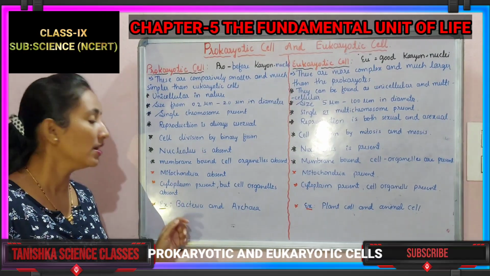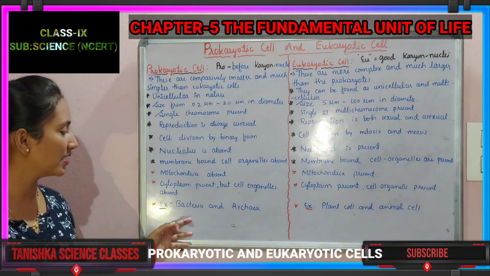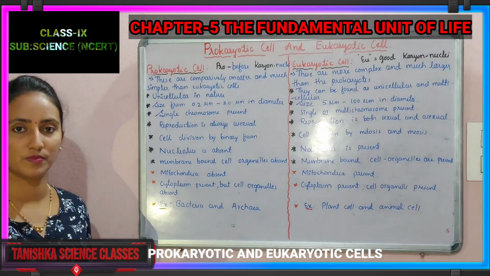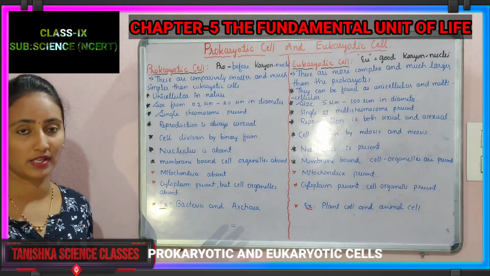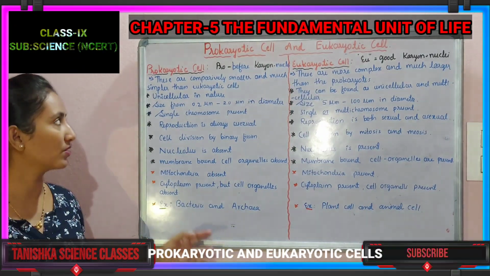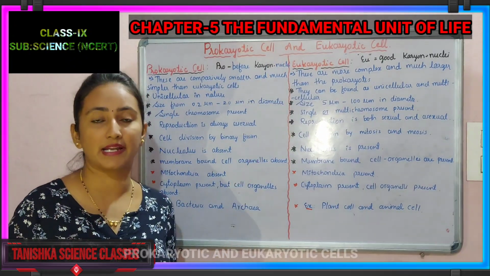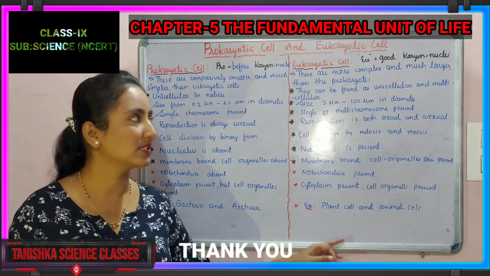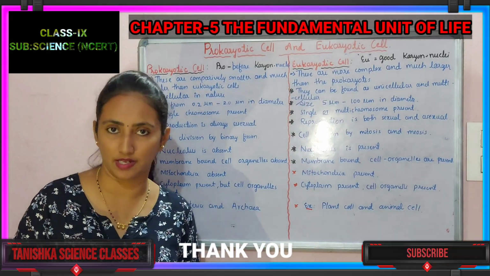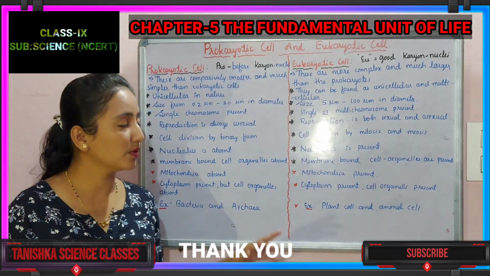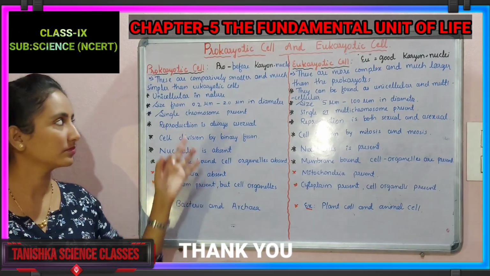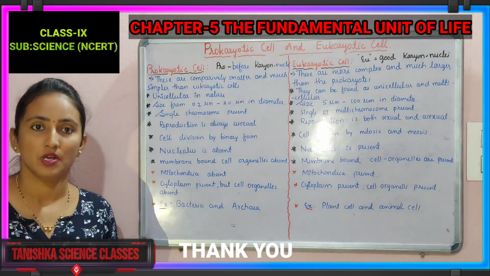Next we'll go to examples. For the prokaryotic cell, those are the bacteria and archaea. Others can also be cyanobacteria. Many examples are there for the prokaryotic cell. If you take a eukaryotic cell, all the plant cells and all the animal cells are examples of the eukaryotic cell.